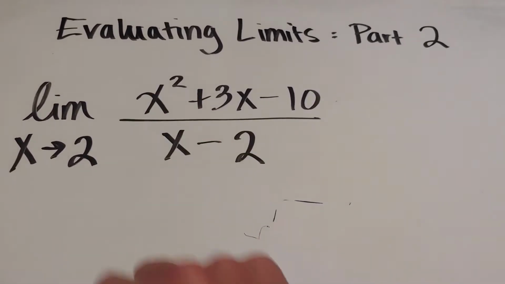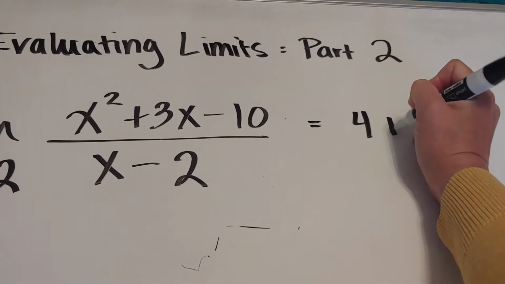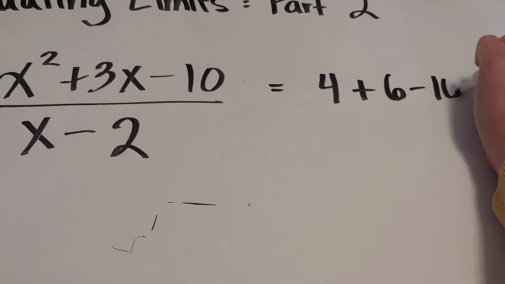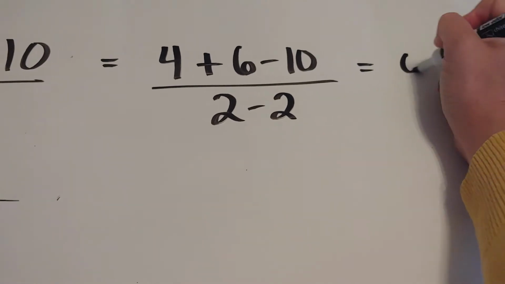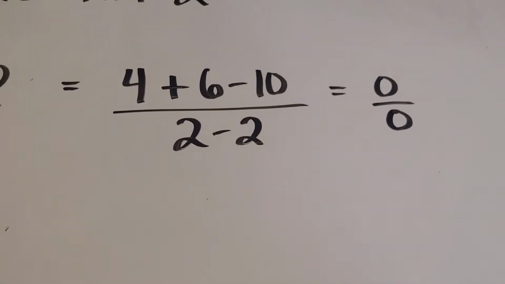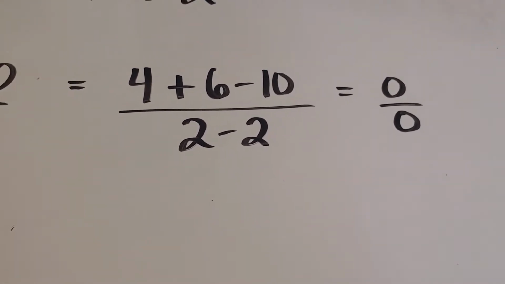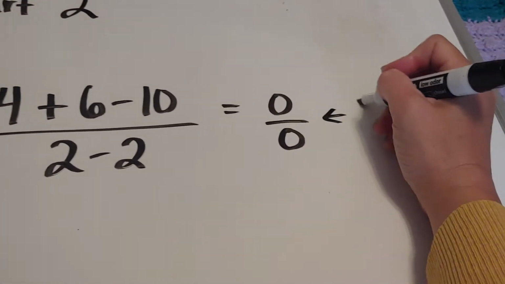Let's see what happens when I plug it into the numerator. If I plug in 2 into the numerator, I get 2 squared is 4, 3 times 2 is 6. So I'm going to get 0 over 0. All right, that is a giant red flag, guys. The answer to this does not exist. That is not the correct answer, okay?